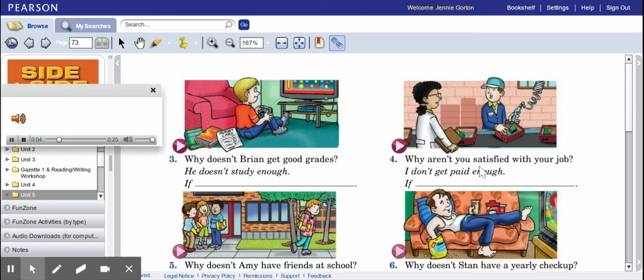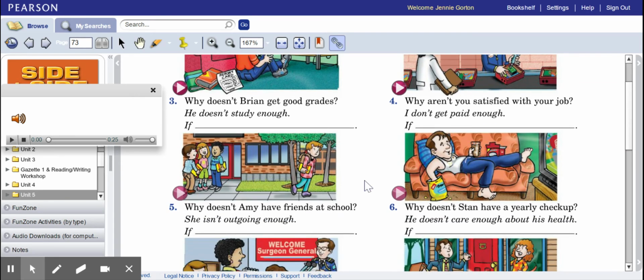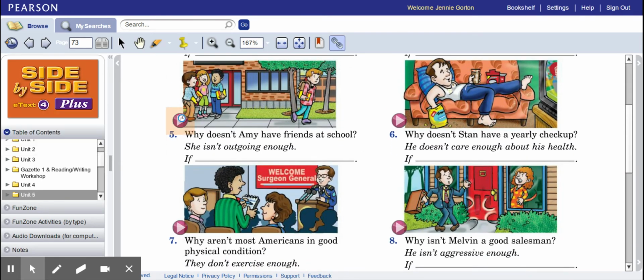Why aren't you satisfied with your job? Remember to change this to more. I don't get paid enough. If I got paid more, I'd be satisfied with my job. Notice the sentence is, I don't get paid enough. That's present tense. Now when he changes to the present unreal conditional, if I got paid more. Okay? You're doing great. Don't freak out.